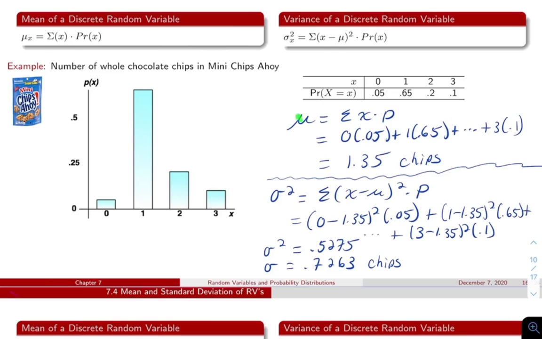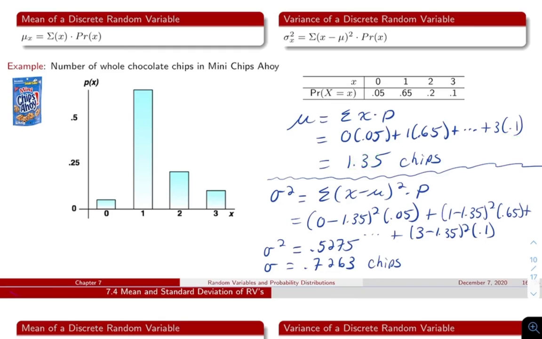The mean is defined as every number times its associated probability. So if I know that 0 occurs 5% of the time and 1 occurs 65% of the time, I can weight each of these outcomes by their probabilities and add them up. 0 times 0.05, 1 times 0.65, all the way up to 3 times 0.1 gives me an average.